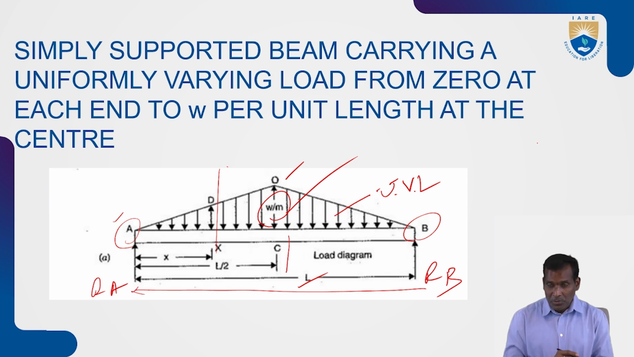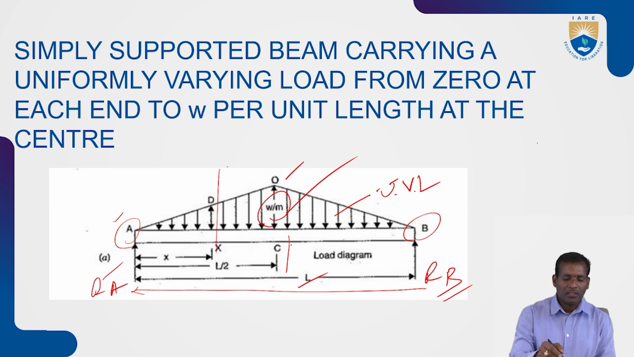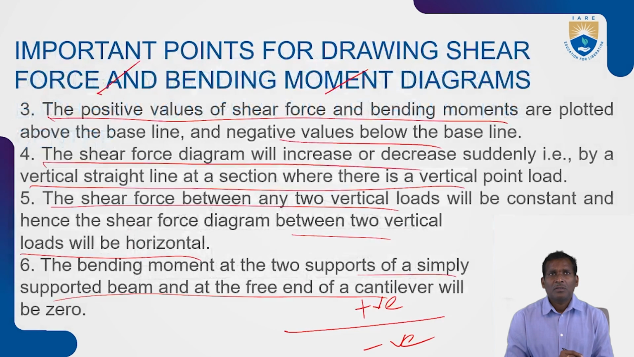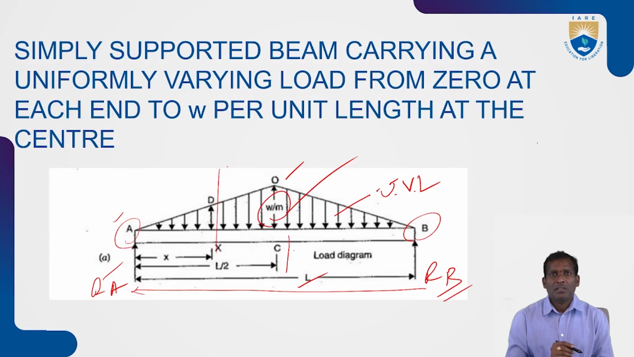So first of all, we need to calculate the reaction forces, and then the shear force at A and the shear force at C. What is the shear force at a particular section? This is an important thing. So now, to calculate the shear force, take the total load on this beam. The total load on the beam is nothing but the area of the triangle AOB.